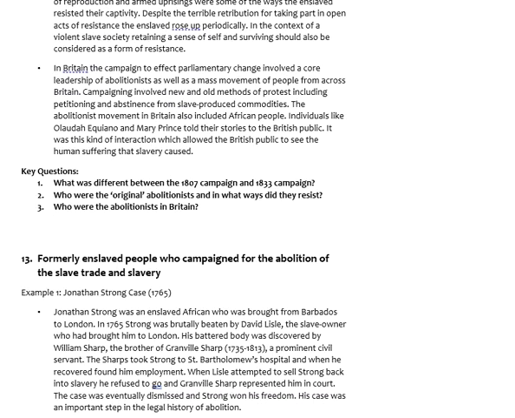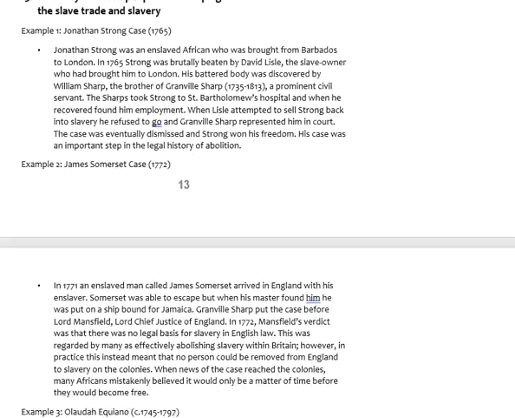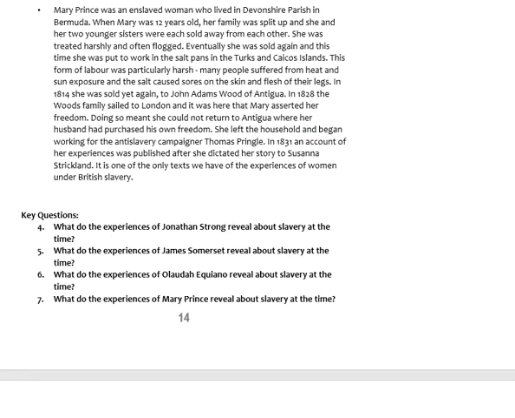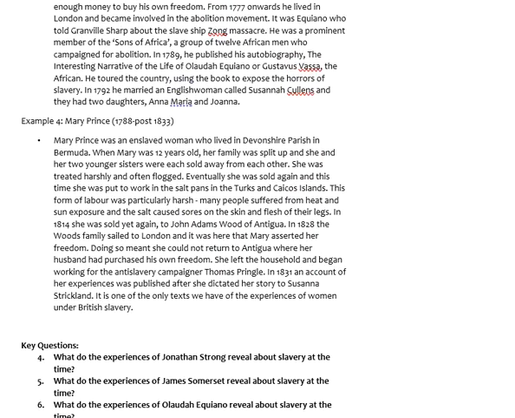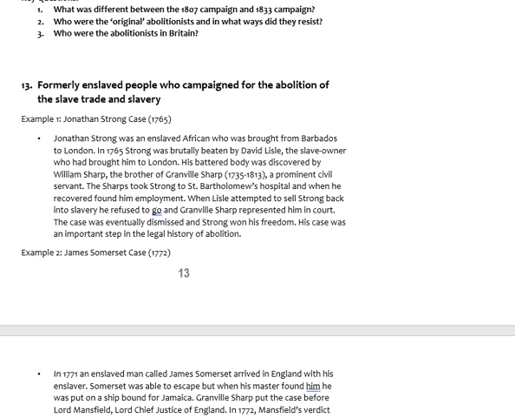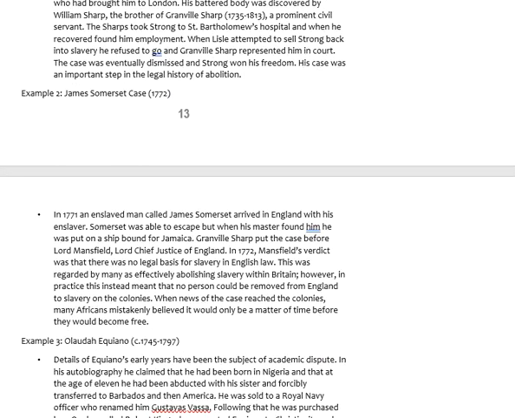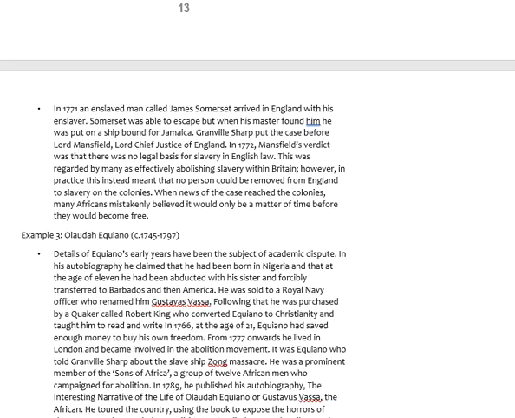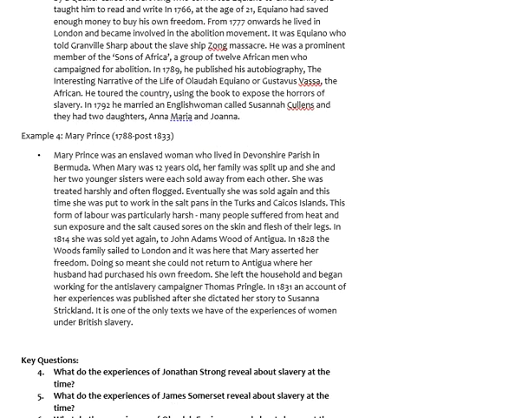So formerly enslaved people who campaigned, there are lots of examples of them. I'm not going to go through the answers to these because I think you can do that, but these stories are very interesting. We're going to look particularly at the James Somerset case in more detail. The Jonathan Strong case we don't touch upon, but I do say it is a very interesting case, and it's great because these are cases of enslaved people who emancipated themselves or found emancipation, fought for emancipation, and campaigned on it.